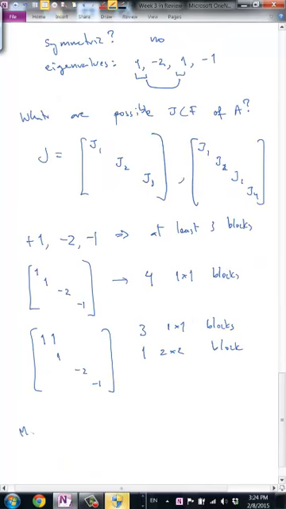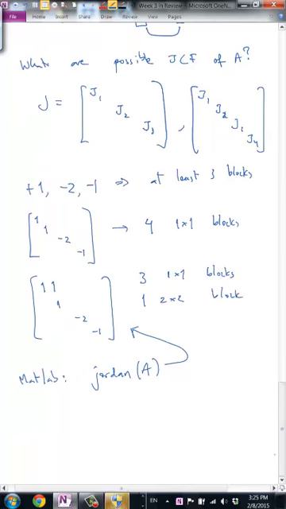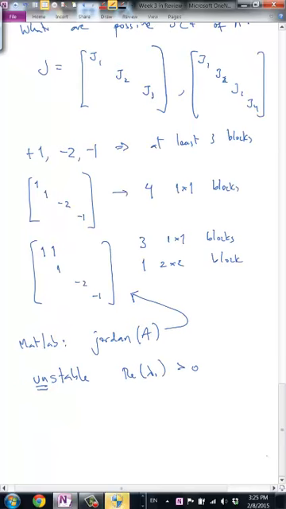So you can go to MATLAB and check which is the answer. All you need to do is write Jordan of A. And you'll find that in this case, it's the second example. So it turns out that this is the true answer. So is this stable or unstable? Well, it is unstable because the real part of lambda 1 is positive. Okay, so that's a brief review of Jordan Canonical Form.